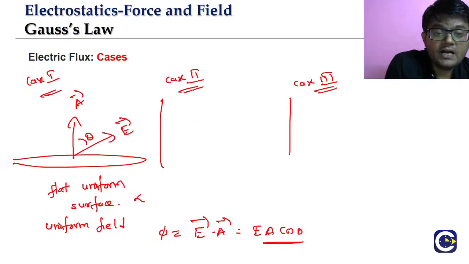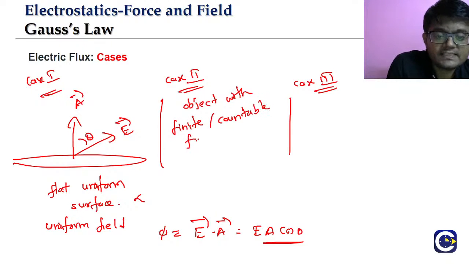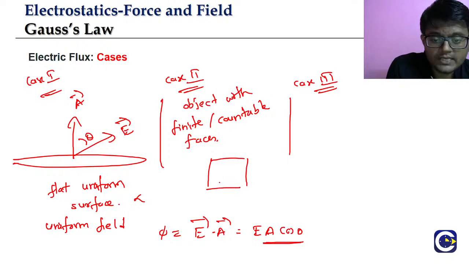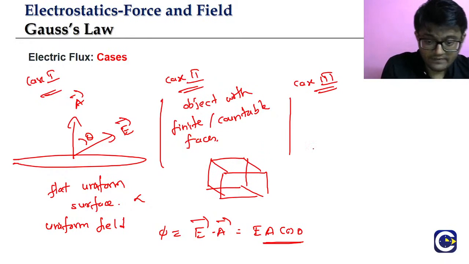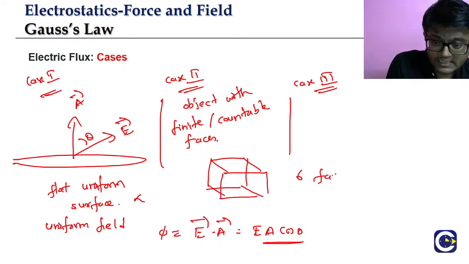Case 2: an object with finite or countable faces. Like, take a cube or cuboid. Okay? So if we take a cube, what is the number of faces? How many faces will every cube have? There will be 6 faces.